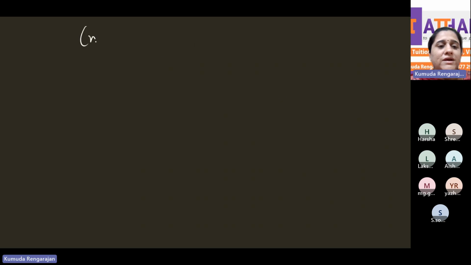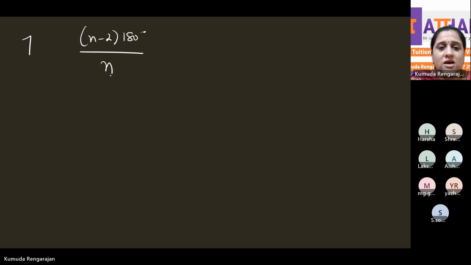See here, (n minus 2) into 180 degrees is the sum of all the interior angles of any polygon. If this polygon happens to be a regular polygon, then all the angles will have the same measure. That means this total will be divided equally between all the angles, right? So if the polygon has 7 sides, it'll have 7 angles. So divide by 7, or n, the number of sides. So (n minus 2) into 180 by n will give us the measure of each interior angle in a regular polygon.